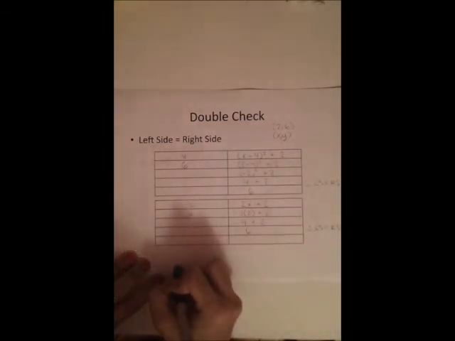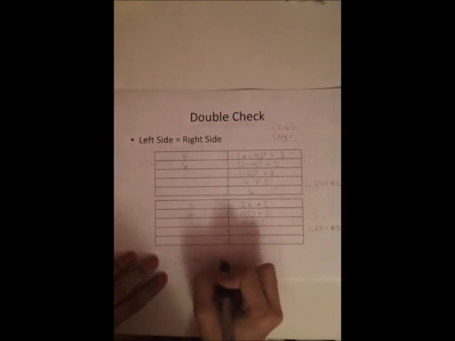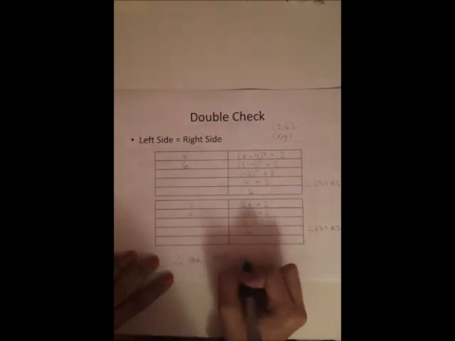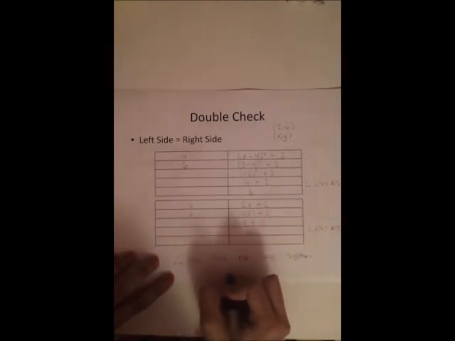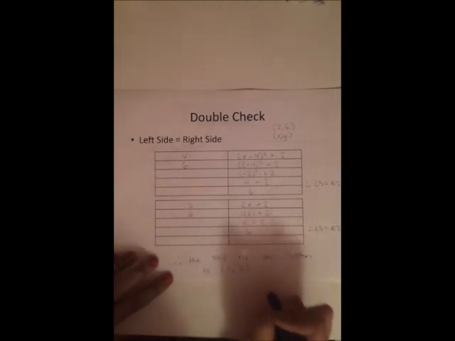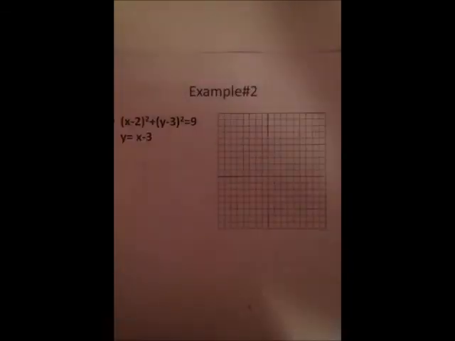And now that we found that the left side equals the right side for both the equations, we can write our therefore statement. So therefore, the point of intersection for this system is 2 and 6. So then we're done solving this question.